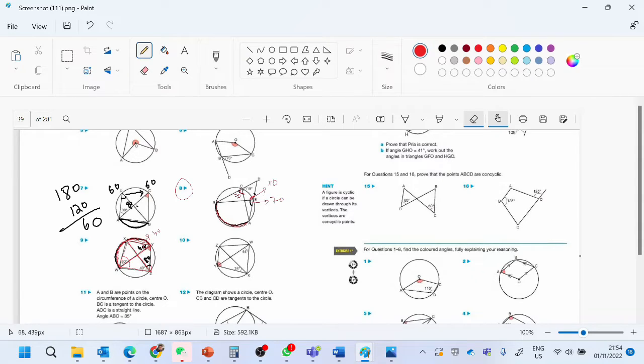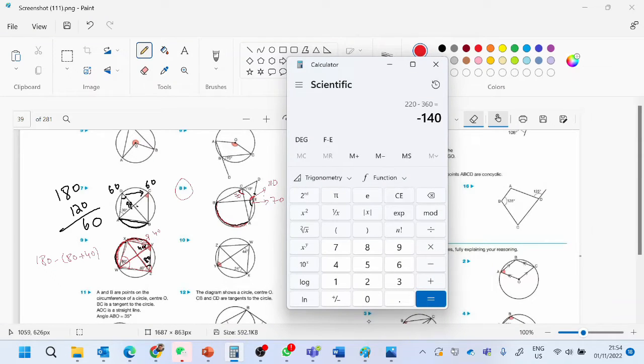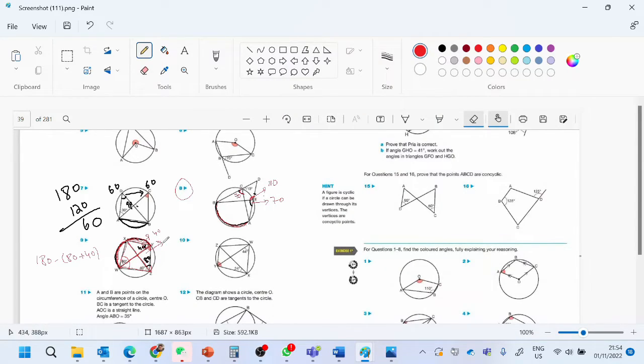So what we do is 180 minus 80 plus 40. So this is how we can solve the question. 180 minus 80 is equal to 100, and minus 40, this gives us 60. So this angle is in fact 60.